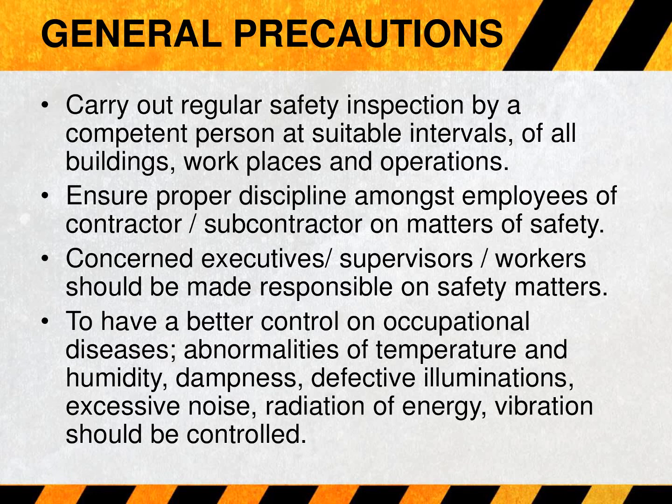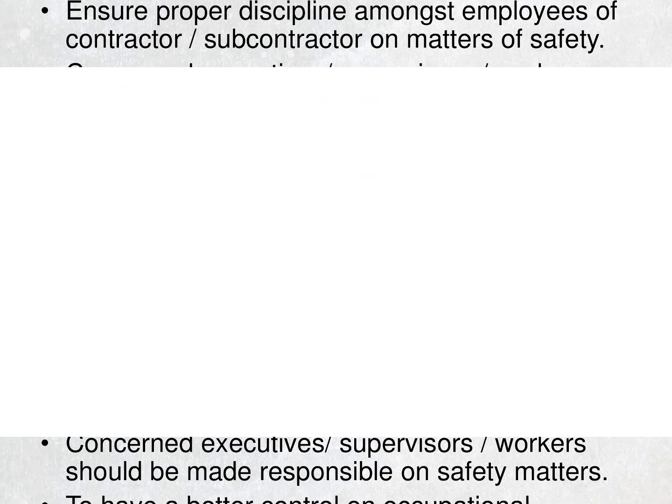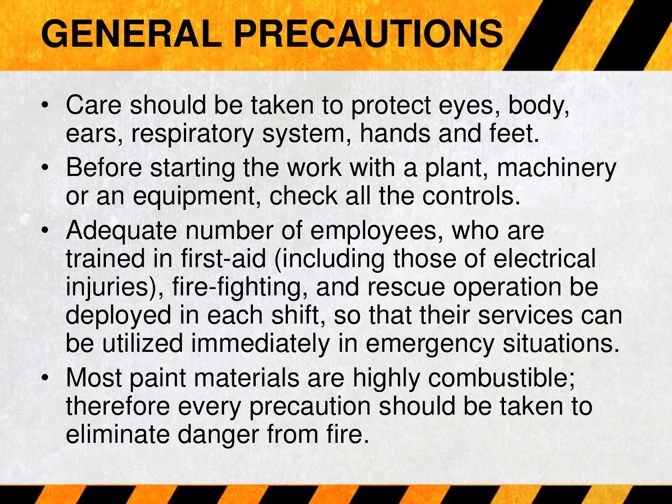To have better control on occupational diseases, abnormalities of temperature and humidity, dampness, defective illumination, excessive noise, radiation of energy, and vibration should be controlled. Care should be taken to protect eyes, body, ears, respiratory system, hands, and feet. Before starting the work with a plant, machinery or an equipment, check all the controls.